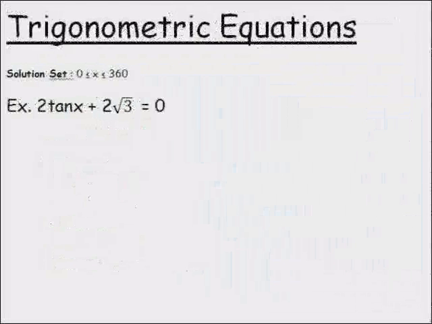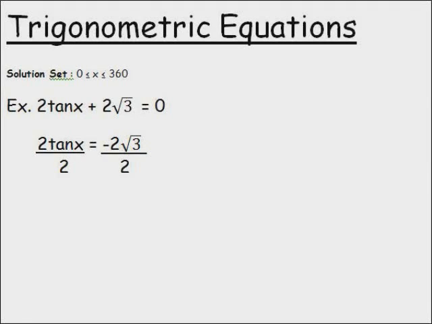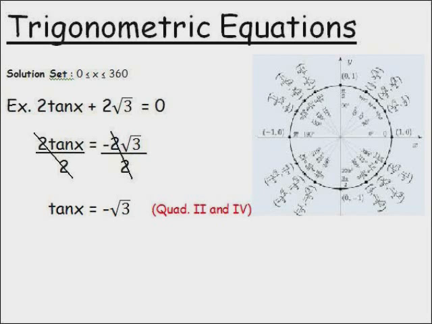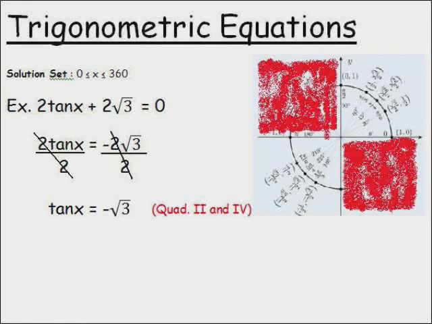Our second example is 2 tan x plus 2 radical 3 equals 0. You would subtract 2 radical 3 on both sides of the equation, and you would get 2 tan x equals negative 2 radical 3. You divide both sides of the equation by 2, and then you would get tan x equals negative radical 3. Now, since it's negative, it will be in the second and fourth quadrant, and you would get that x equals 120 degrees or 300 degrees.